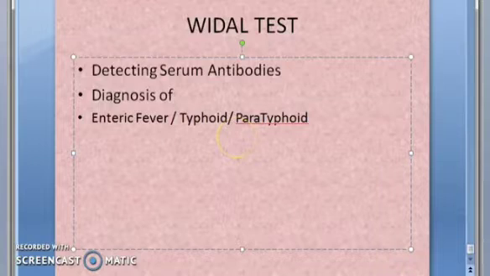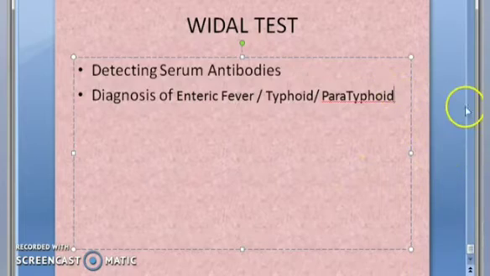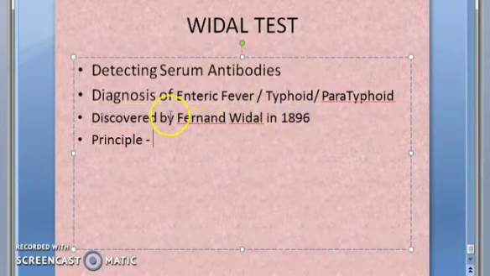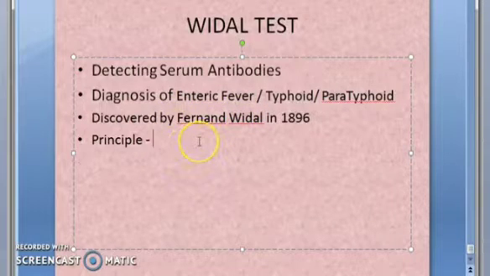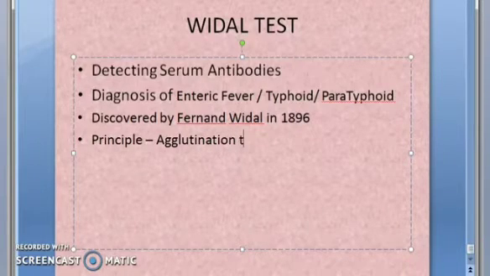Moving on, it was discovered by Fernand Widal in 1896. Who discovered Widal test? Widal himself discovered Widal test. Principle: it's an agglutination test.